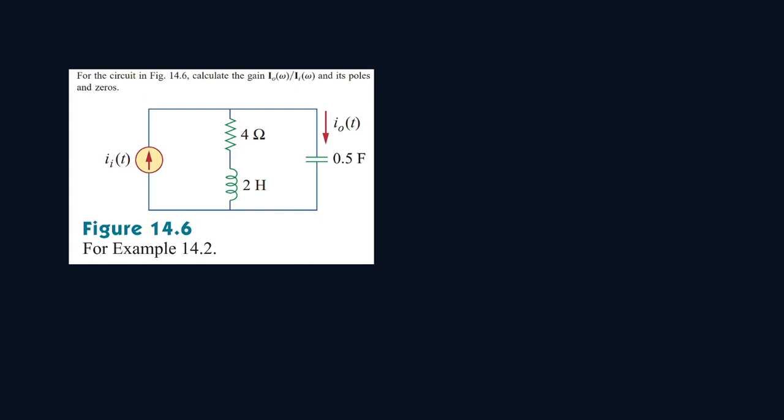Okay, so for the following, we have to calculate the gain IOW over IW and its poles and zeros. So first, we have a current passing through here. I'm going to do a nodal analysis. So let's call this V. Let's have a current of I1 passing through here, and let's get the impedance values of these.